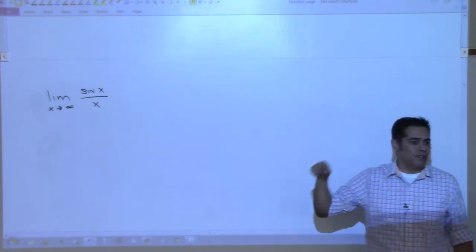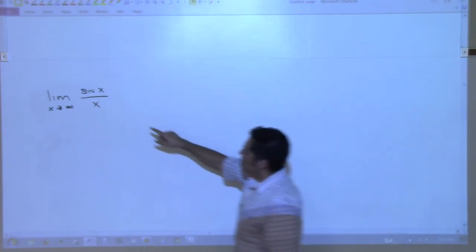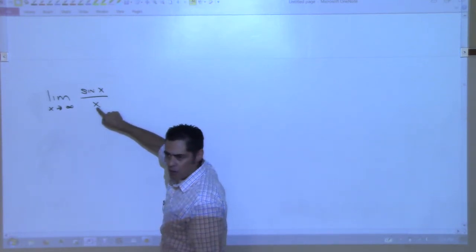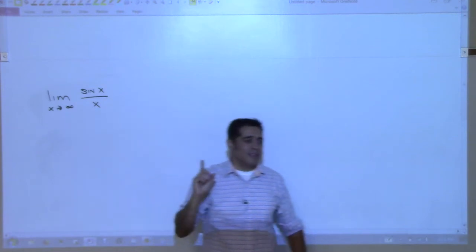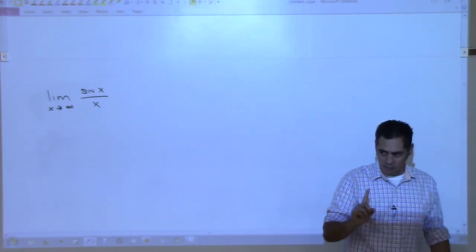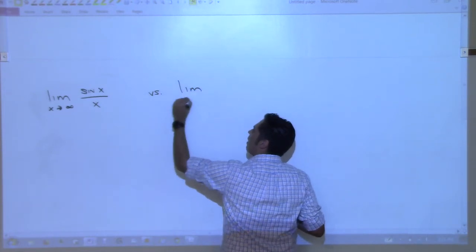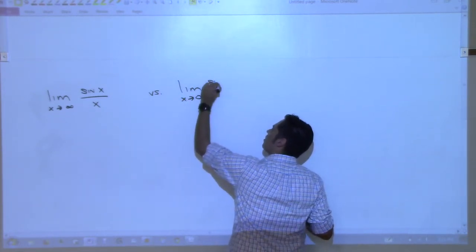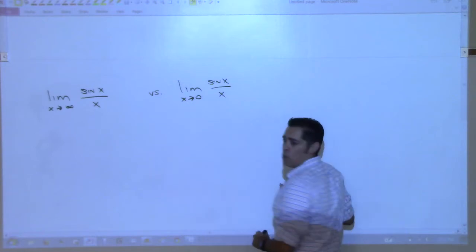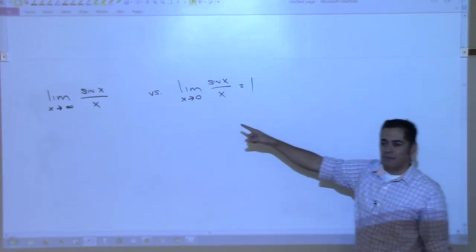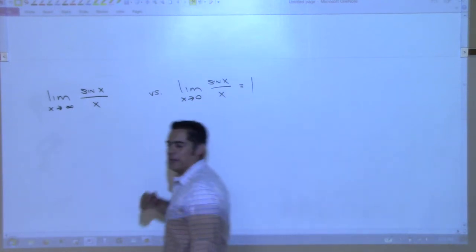But is the junk going to 0? No. It's headed to infinity. So this limit is not 1, right? I'm asking you to compare that to the one I said to memorize, which was this one. That one is 1. But this one's not. So what's happening here?